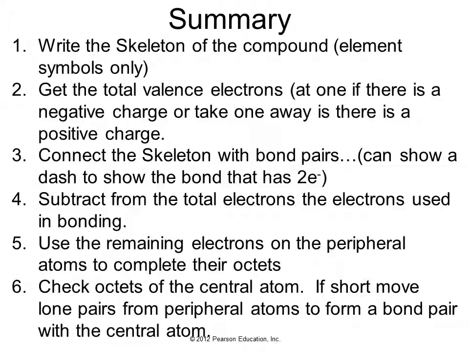Then subtract from the total electrons available those electrons used in bonding. Then use the remaining electrons on the peripheral atoms to complete their octets. Now check the octet of the central atom. If it's short, move lone pairs from the peripheral atoms to form a bond pair with the central atom. It's easy, and there are lots of examples. Practice.